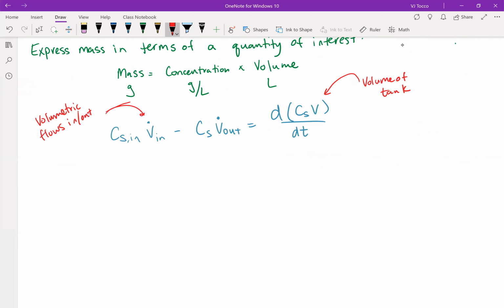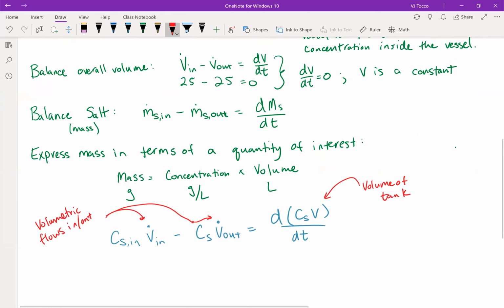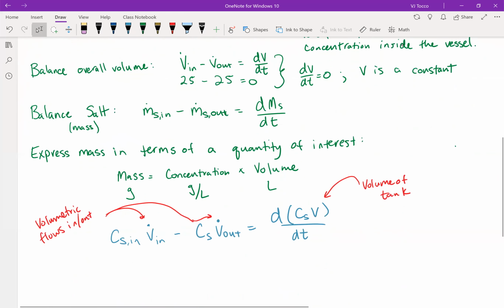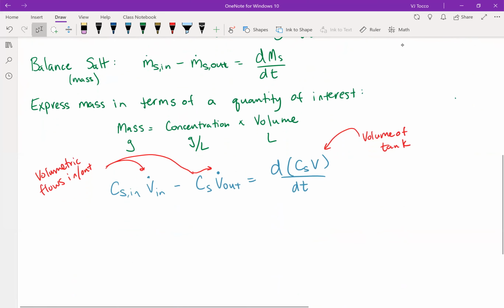Right, so in terms of what the problem statement told me in terms of parameters, V in and V out are 25 liters per second. This V is the volume of the tank, which is 500 liters. So I need to make sure I keep that organized in my head.